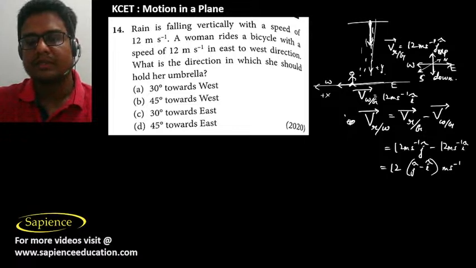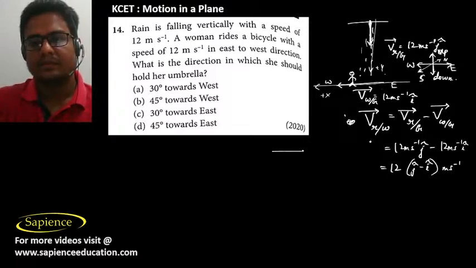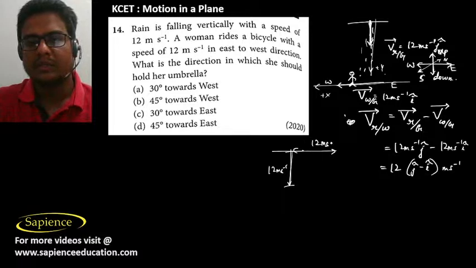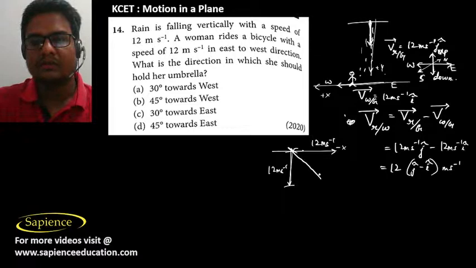So it means that j cap minus i cap, so the component of the velocity of rainfall with respect to the woman is 12 meter per second along the y component and 12 meter per second along the negative x component. Okay, so the rain is falling like this.